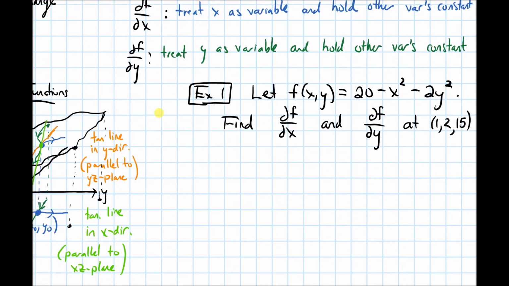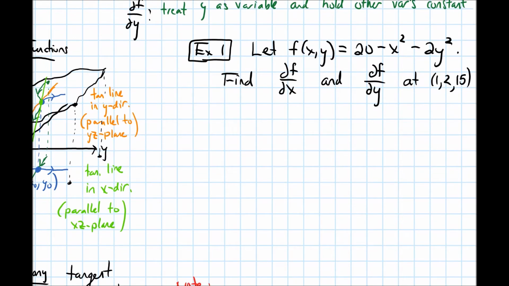So here's the first example. Let's say f of x comma y is 20 minus x squared minus 2y squared. And I want to find the partial derivatives with respect to x and with respect to y at the point 1, comma 2, comma 15. So that means x is 1, y is 2. And, oh, whoops, I think there's a mistake here. This shouldn't be 15, it should be 11. The way I get the z coordinate is I would plug in 1 for the x, I would plug in 2 for the y, and that gives me 20 minus 1 minus 8, and that gives me 11.